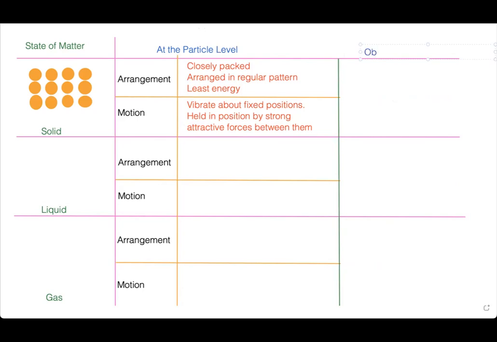So we are going to talk about observable properties. Based on this theory, at the particle level, the solid particles are vibrating about their fixed positions and are closely packed in a regular pattern. Because they are closely packed, among the three states it should have the highest density. Do you agree with that? And because they are arranged in a regular pattern, you have a fixed shape and fixed volume.